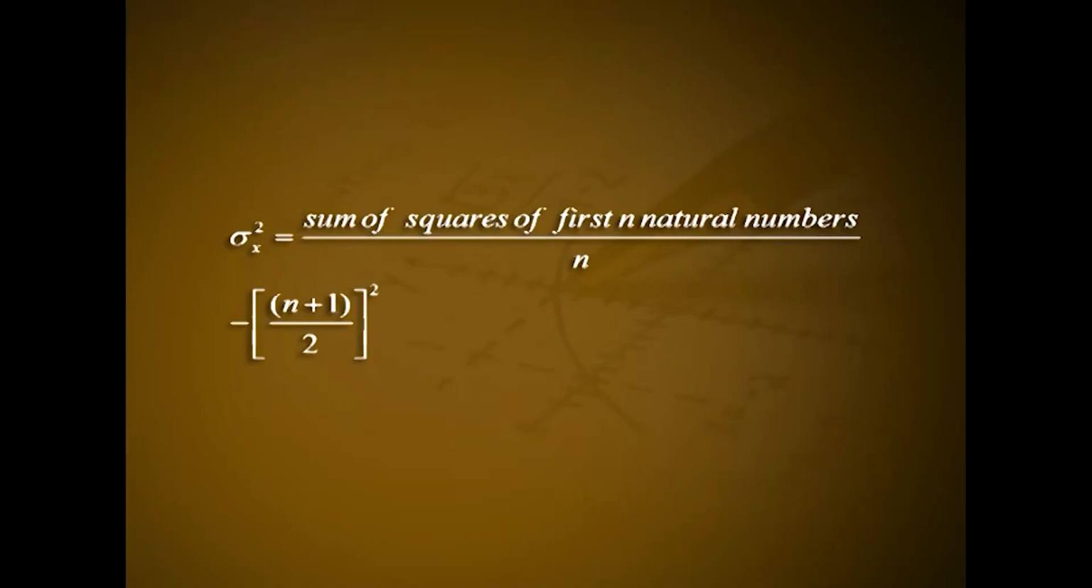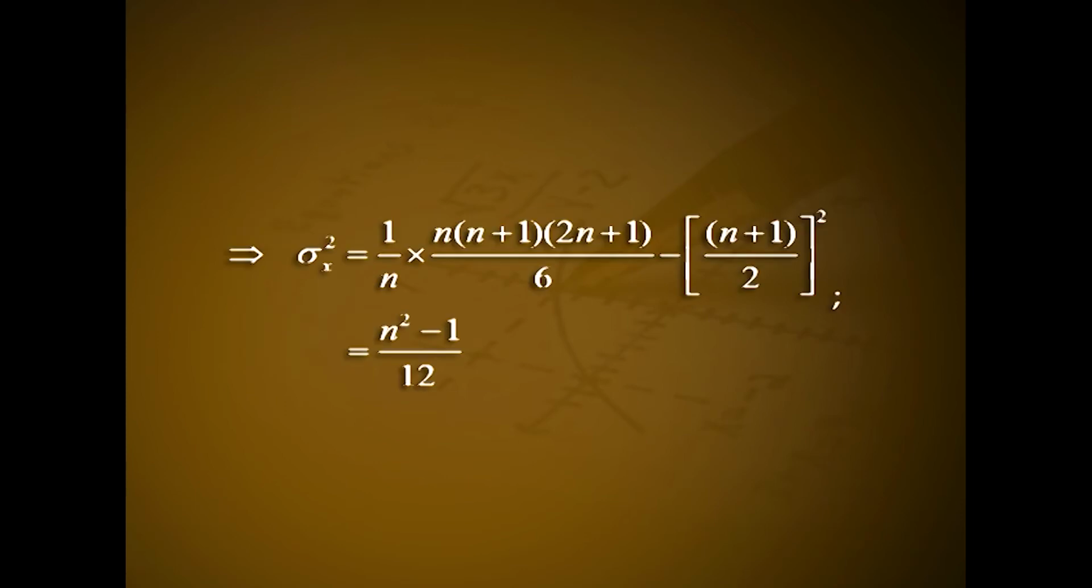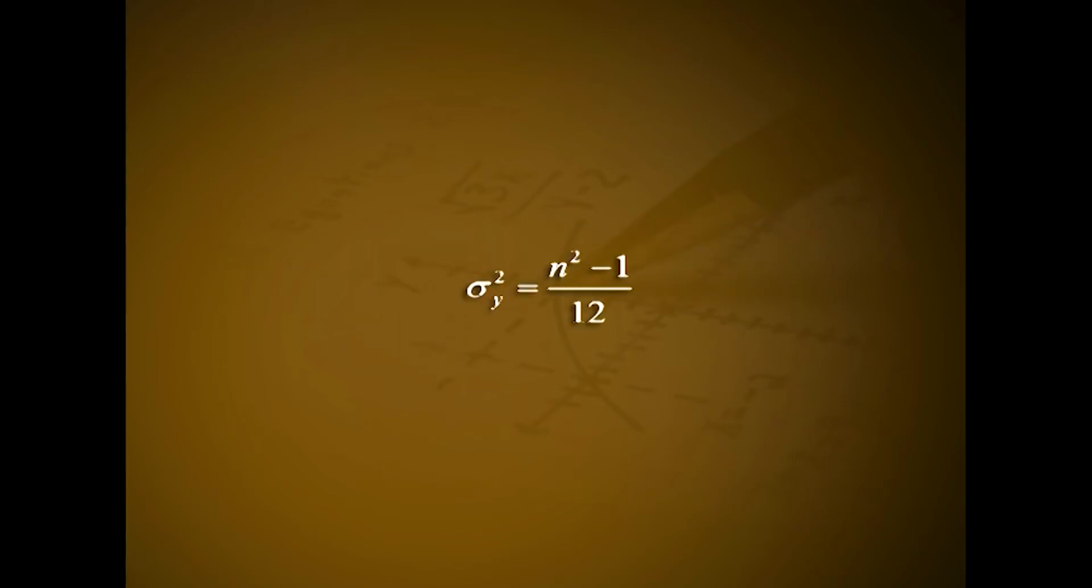Variance of xi values, sigma square x, is equal to sum of squares of first n natural numbers by n minus of n plus 1 by 2 whole square. This implies sigma square x is equal to 1 by n into n into n plus 1 into 2n plus 1 divided by 6 minus of n plus 1 by 2 the whole square, that is equal to n square minus 1 divided by 12. Similarly, sigma square y equal to n square minus 1 by 12. Let di equal to xi minus yi. This gives d bar equal to x bar minus y bar, that is equal to 0.